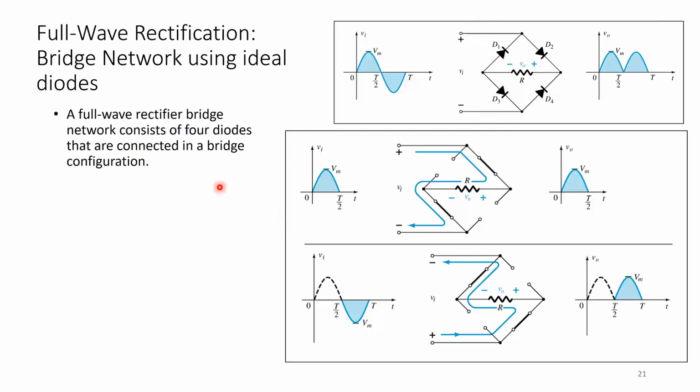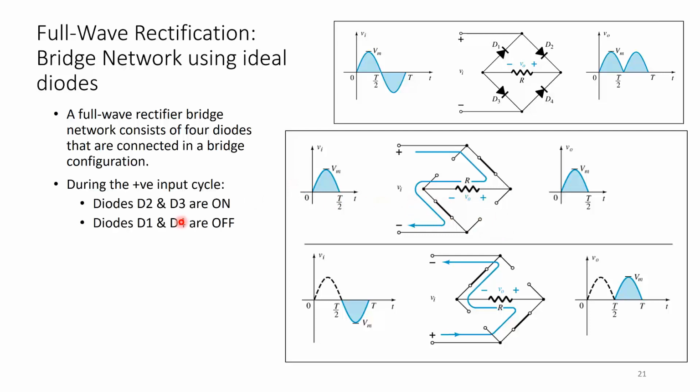A full wave bridge rectifier network consists of 4 diodes connected in a bridge configuration, just like a bridge here. During the positive input cycle, the diodes D2 and D3 are on. Positive cycle means the direction of current flow is from the top. It goes to D2. It won't go to D1 because D1 would be reverse biased. It goes to D2, then to R, then to D3, and then back to the negative terminal. So we've drawn it here. D2 and D3 are represented by short circuits, and D1 and D4 are represented by open circuits.